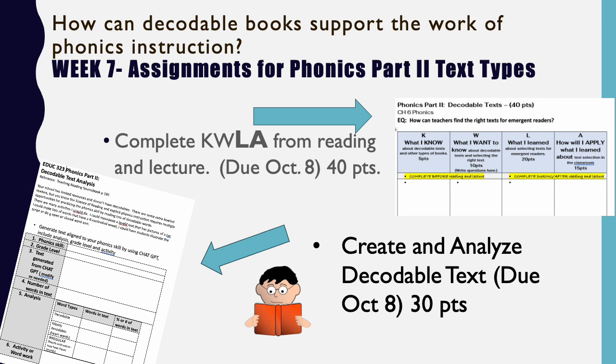The assignments for week 7 include 2 things: complete the KWLA, and then create and analyze a decodable text. Both of these are due October 8th, and all of this is in Blackboard. The document that I have in Blackboard for create and analyze decodable text will guide everything that needs to be done. It is more extensive than what I modeled, but it is as thorough as what is in our teaching reading source book. I hope that you have learned a little bit more about text selection.